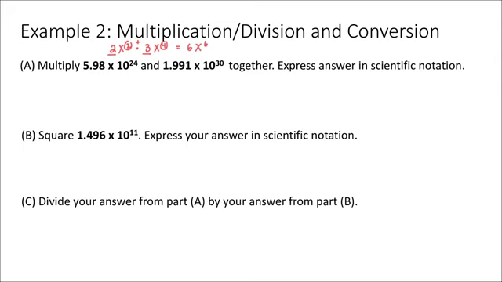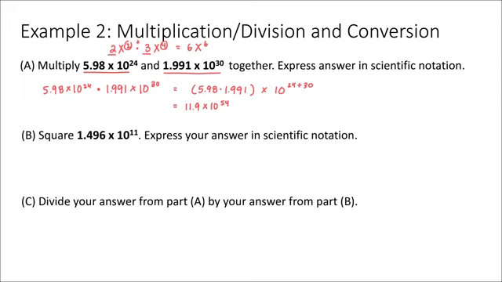Let's go ahead and apply that to part A. Let's multiply 5.98 times 10 to the power of 24 and 1.991 times 10 to the power of 30 together. That would be the coefficients multiplied together, times 10 to the power of 24 plus 30. On my calculator, that gives 11.9 times 10 to the power of 54. Again, that's not in normalized notation, so I'll move the decimal over, making the number 10 times smaller and the exponent bigger. That would be equal to 1.19 times 10 to the power of 55. And I'll go ahead and box that.